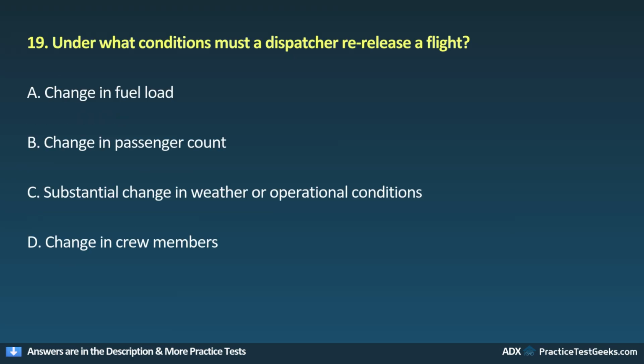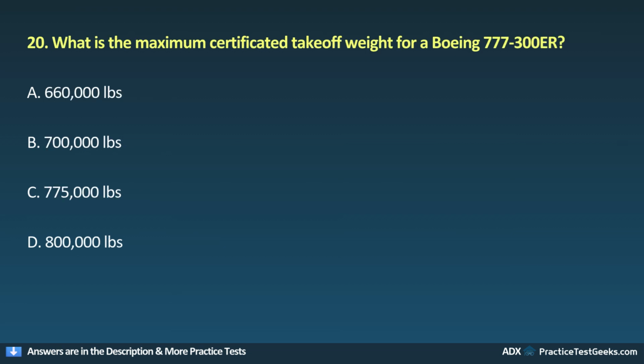19. Under what conditions must a dispatcher re-release a flight? A. A change in fuel load. B. Change in passenger count. C. Substantial change in weather or operational conditions. D. Change in crew members.